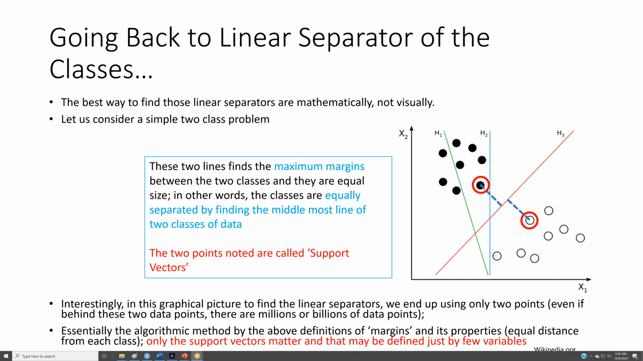H2 separates the black dots and then white dots in a straight way. That is correct. Both H2 and H3 separate. The question is, which is better? And you said both are equally better. Of course, both are equally better for separation purposes. Absolutely, both are equal. If separation is all I care about, both are equally good.